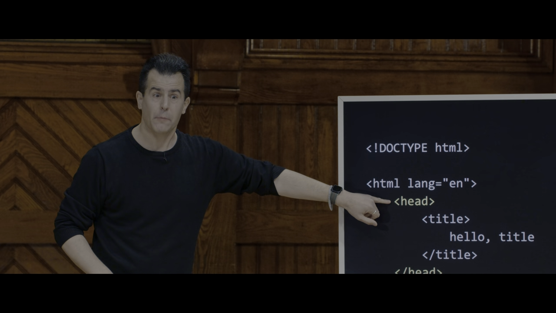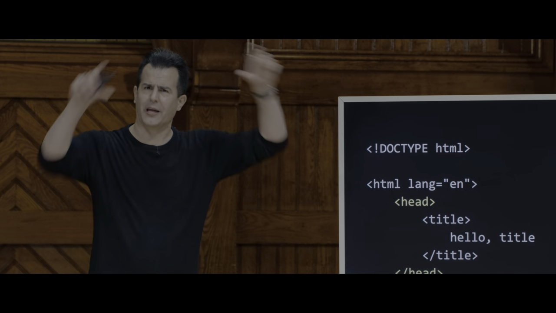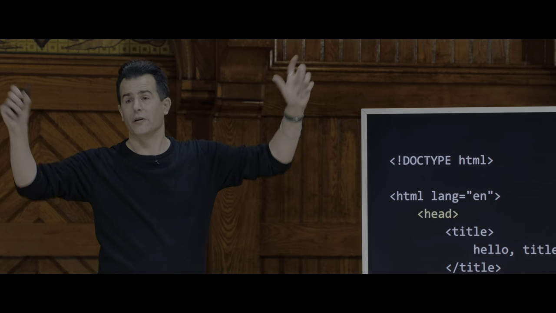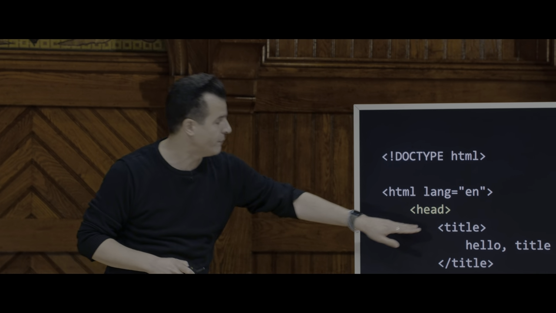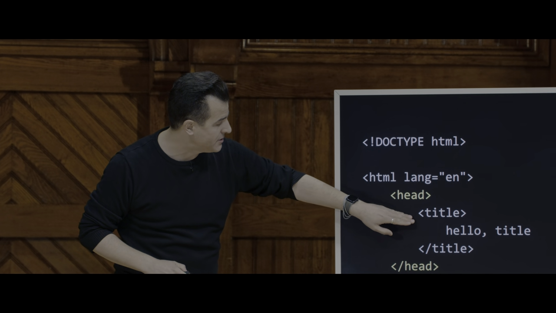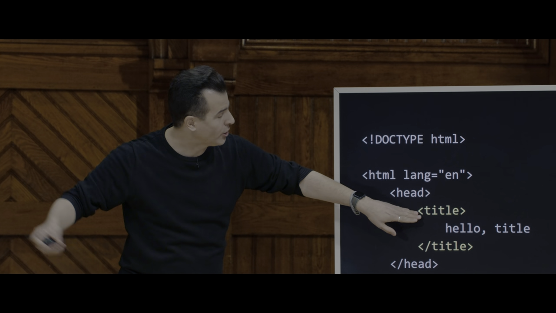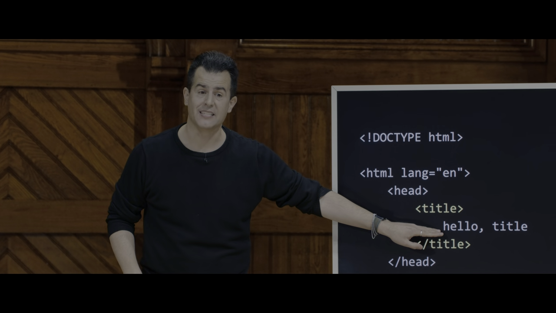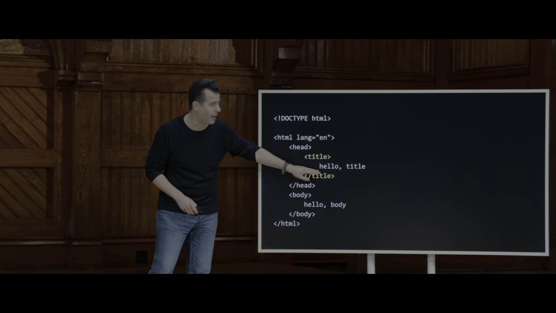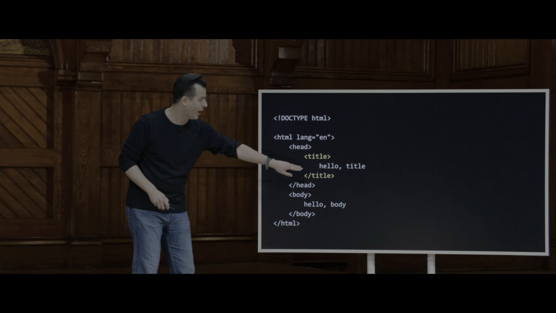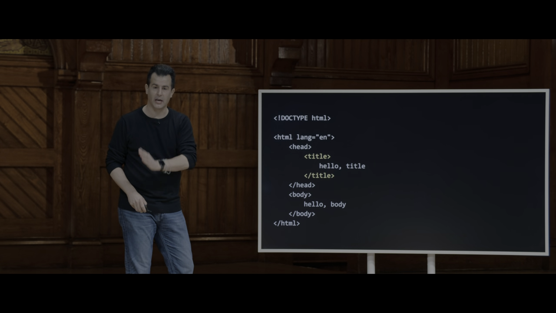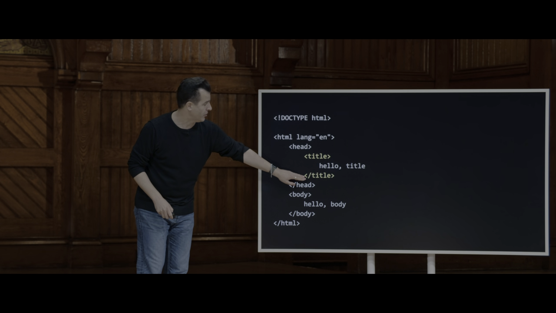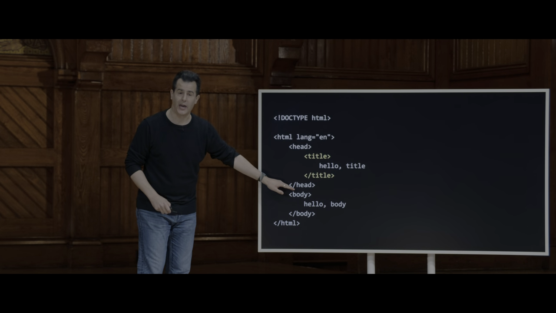This means, hey, browser, here comes the head of my page. So like the very top of it, which generally for now means just the title bar. In fact, this means, hey, browser, here comes the title of my page. And then here, notice there's no more angle brackets. This is literally raw text. And this is why we saw in the actual gray tab of my browser, hello, comma, title. This means, hey, browser, that's it for the title. This means, hey, browser, that's it for the head.